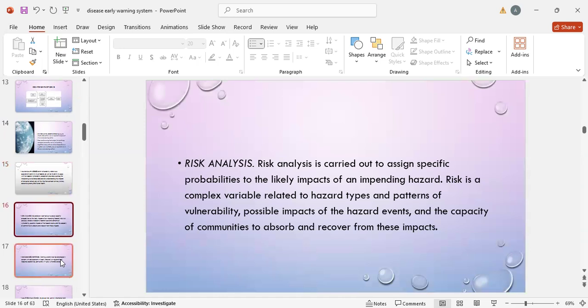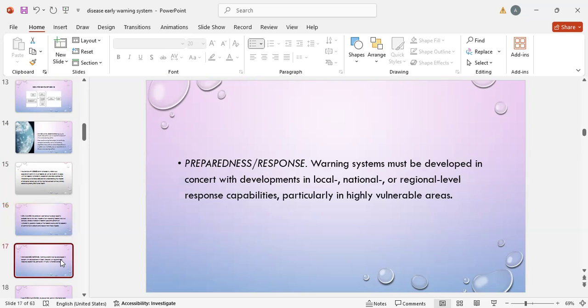Risk analysis. Risk analysis is carried out by assigning specific probabilities to the likely impact of the impending hazard. Risk is a complex variable related to hazard types and patterns of vulnerability, possible impact of the hazard events, and the capacity of the communities to absorb and recover from these impacts.